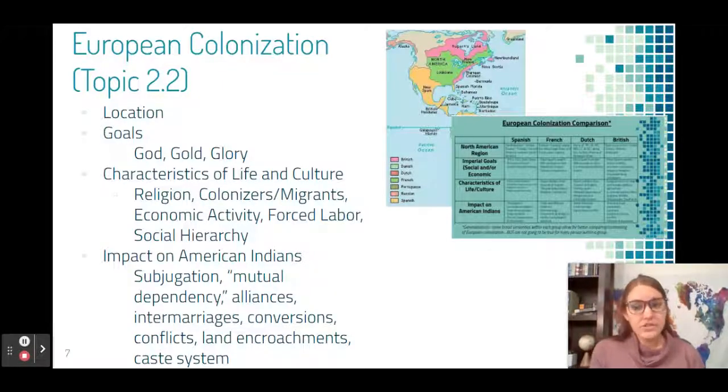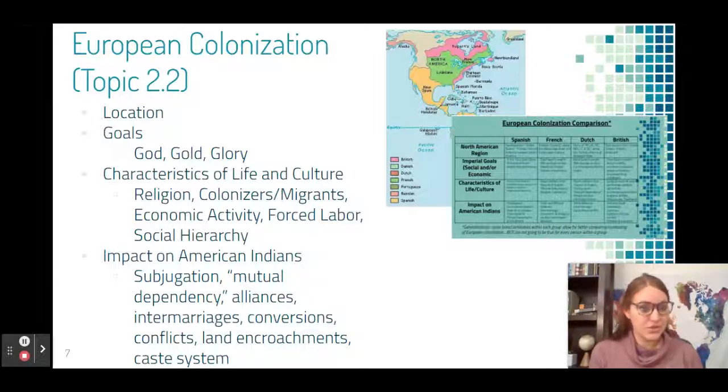All right, so then moving on to topic 2.2. This is really an example of comparison, where the College Board wants you to be able to tell similarities and differences. And so they emphasize the Spanish, the French, the Dutch, and the British. And so being able to understand their imperial goals, what life was like in each colonial region, and what were the impacts on American Indians, that's really important to be able to explain.